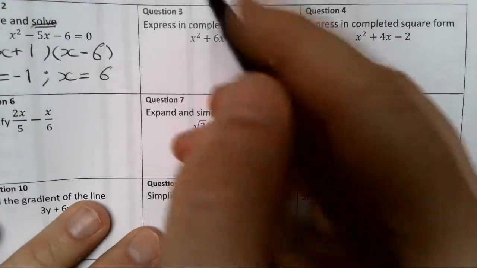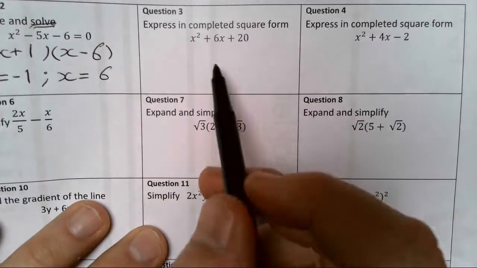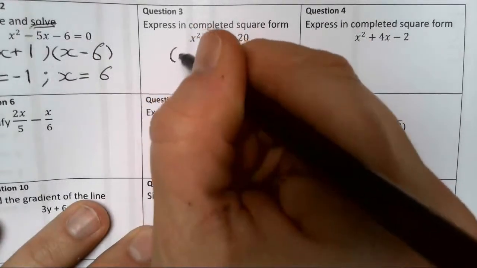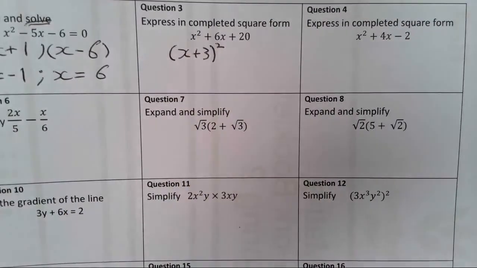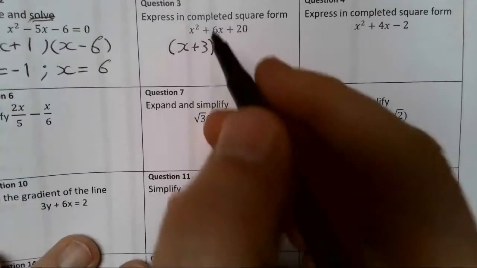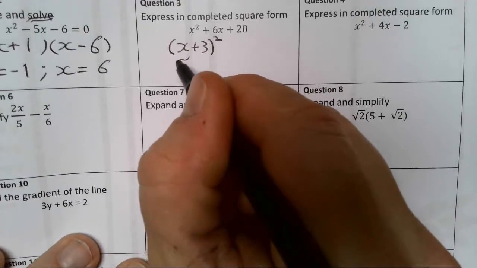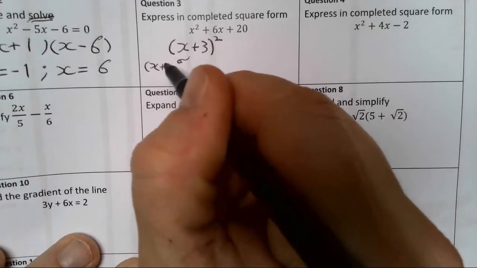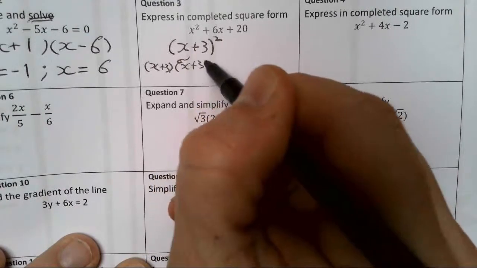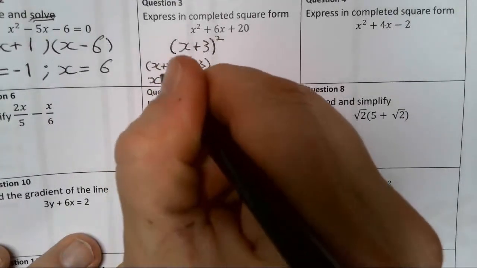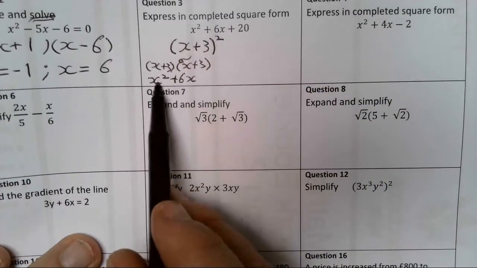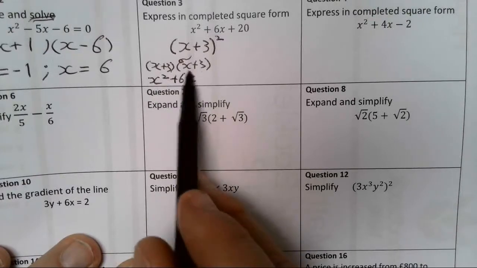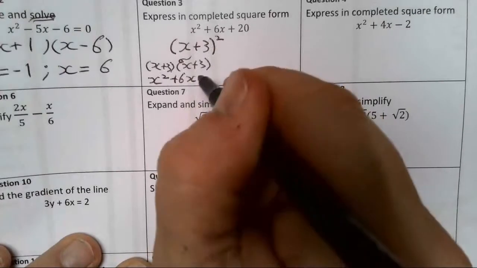So, if I halve this coefficient of x, 6, and then I make my bracket x plus 3, what I'm going to do is square that. So I'm just going to show you here what's happening there. That's x plus 3 times by x plus 3, which is x squared plus 6x, because first gives me x squared, outer gives me plus 3x, inner gives me another plus 3x, and then last gives me plus 9.